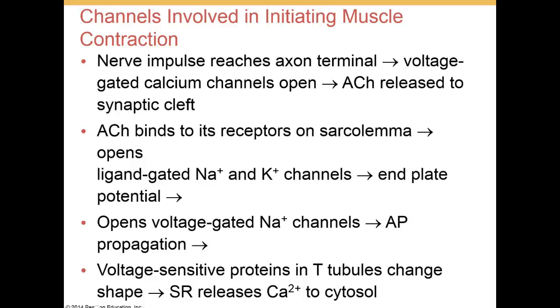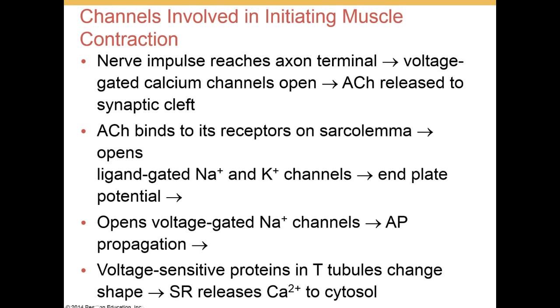All right. So there's a lot of different channels that are involved across the membrane for initiating muscle contraction. First off, when the nerve impulse reaches the axon terminal, we had those voltage-gated calcium channels, and that allowed acetylcholine to be released into the synaptic cleft. Another channel was where the acetylcholine bound to its receptors. Those were ligand-gated channels, and they allowed positive charges, sodium and potassium, to pass through them. And that caused the change in electricity right at the neuromuscular junction. We call that the end plate.